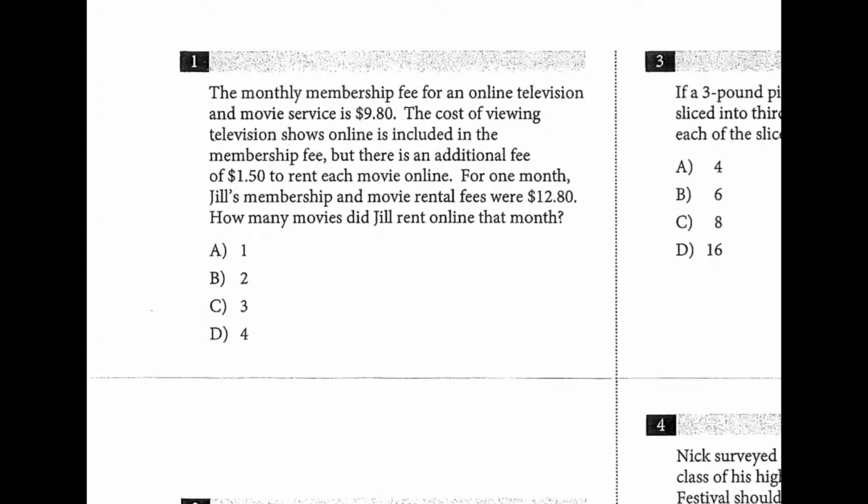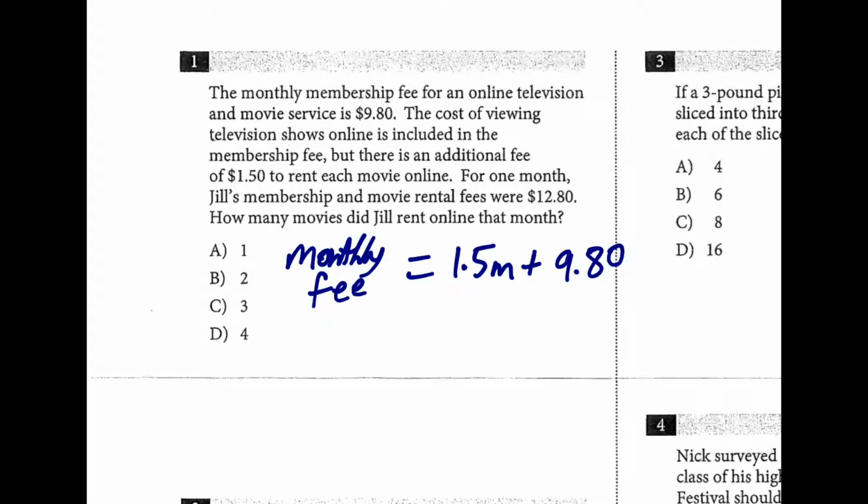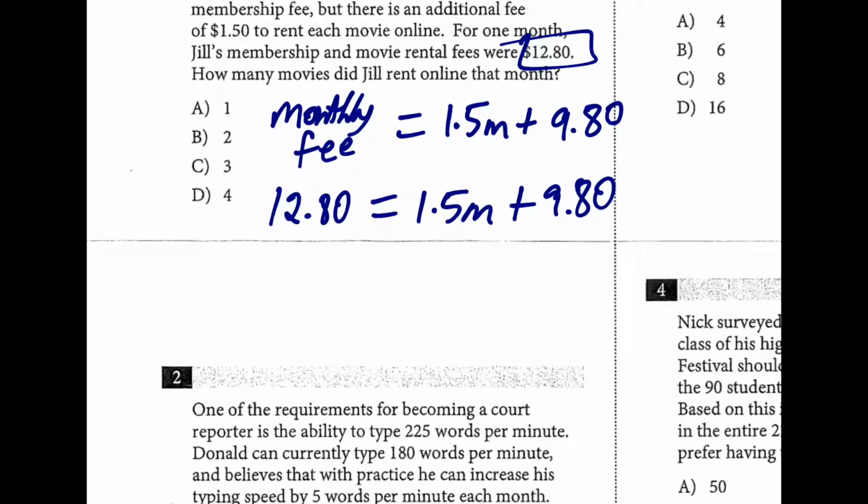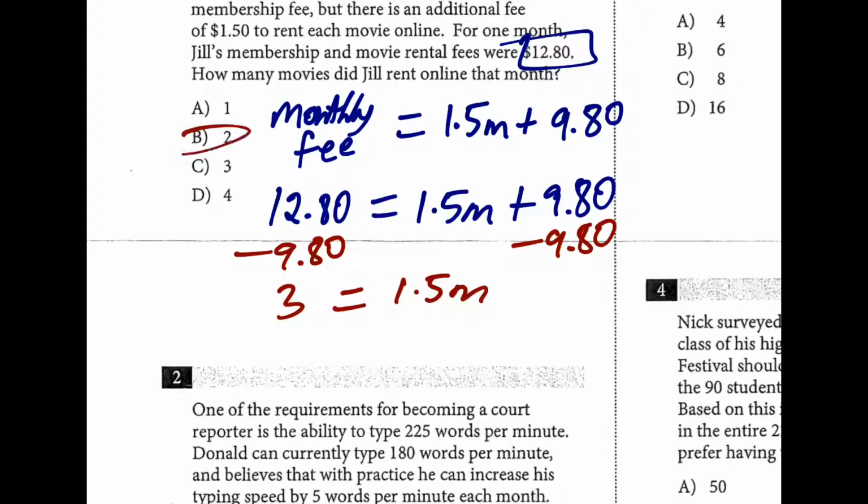So the equation can be set up like this. Our monthly fee is equal to $1.50 per movie plus a flat rate of $9.80. And they tell us that one particular month happens to be $12.80, so I can plug that in there. And if I subtract $9.80 from both sides, this leaves me with $3 that I spent in movies and $1.50 per each. There's going to be 2 of them. So I divide by 1.5 on both sides, and that gives me 2.